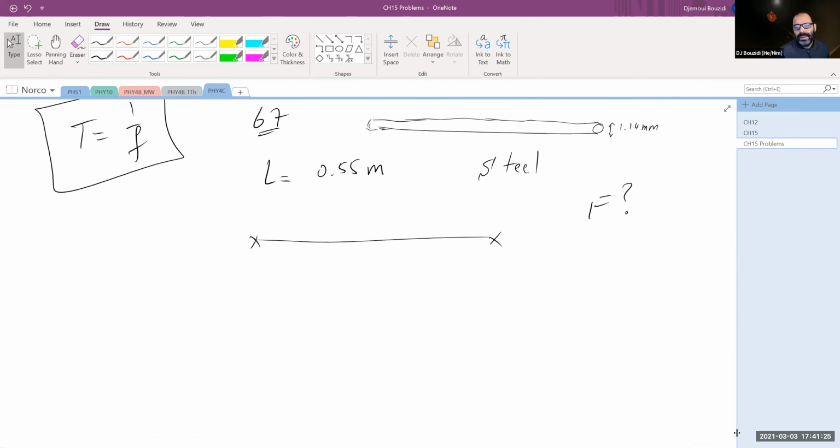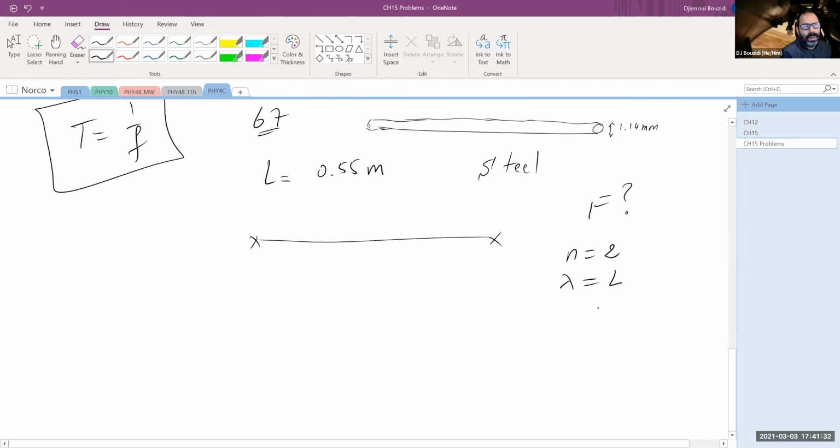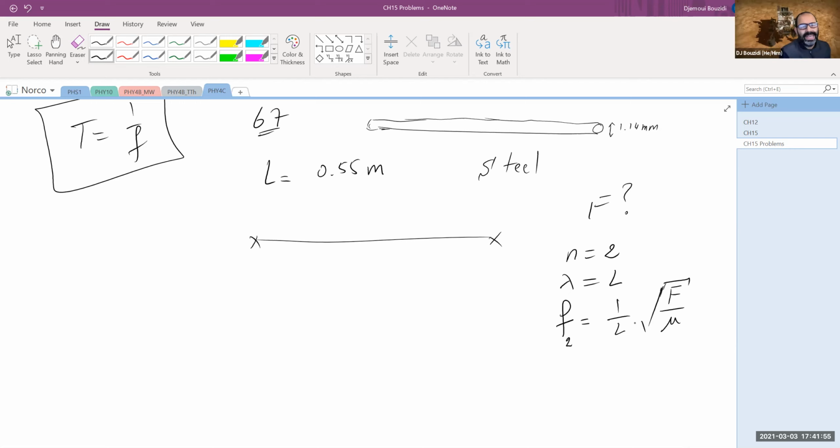So the first overtone means n is equal to 2, which means that lambda is equal to L, okay? Which means that, again, the frequency of the first overtone, which is F2, is just 1 over L times the square root of the tension divided by mu, okay? So all of this is hidden in just two words, first overtone, and has all of these implications in it.